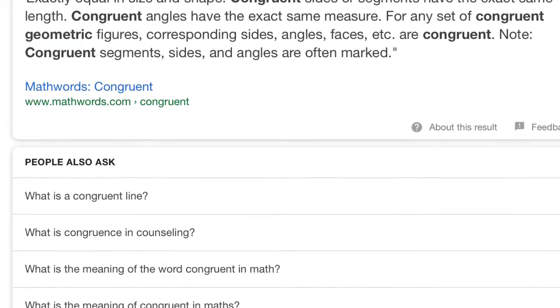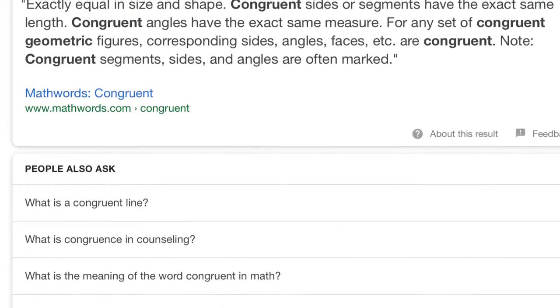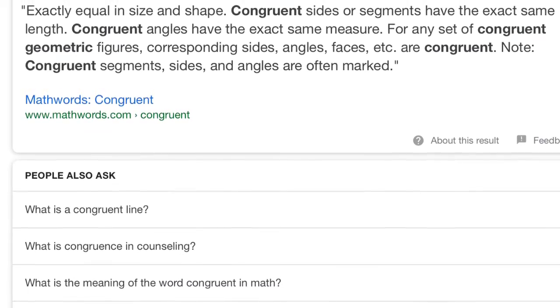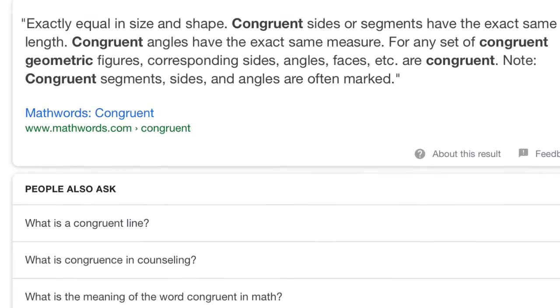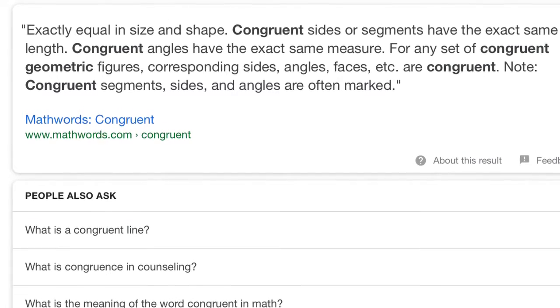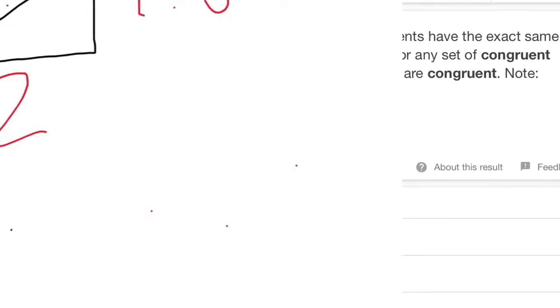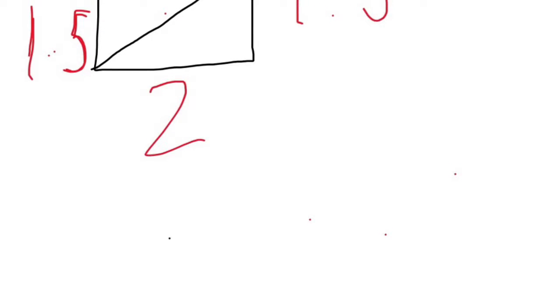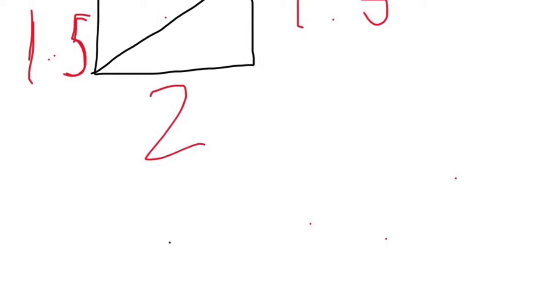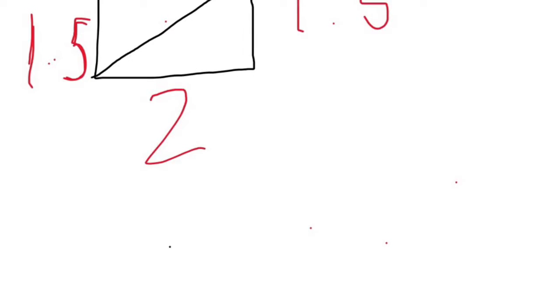For any set of congruent geometric figures, corresponding sides, angles, faces, etc. are congruent. Note that congruent segments, sides, and angles are often marked, so they will show you when an angle, side, or measurement are actually congruent. Now, here are some examples to show how to prove congruency.